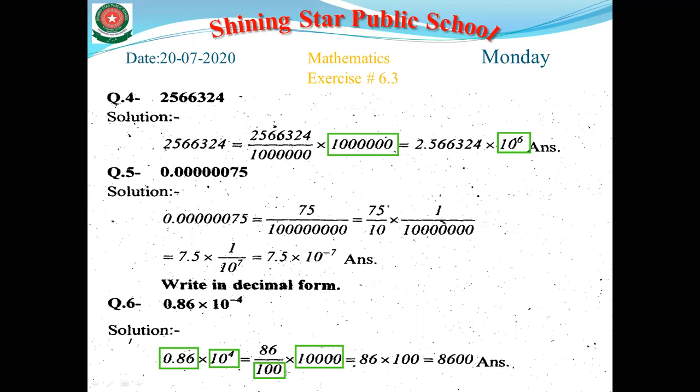Now 2 zeros cancel with 2 zeros. So the remaining is 2 zeros. 86 multiplied by 100 is 8600. Okay, so next question.